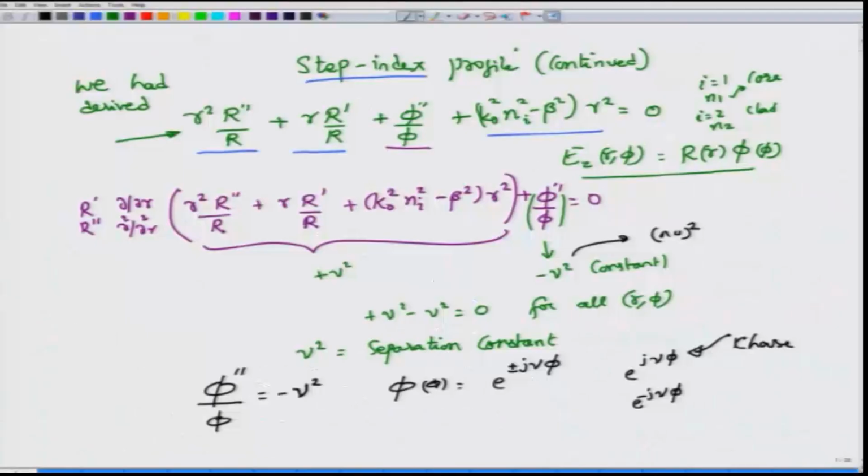For now I had the option of choosing e power plus or minus j nu phi. I chose e power j nu phi as my solution. As I told you, I could equally well have chosen e power minus j nu phi. Of course, you also realize that the solutions could be cosine nu phi and sine nu phi, or in general with some additional phase zeta. These are the generalized solutions, but I will not want to go to the cosine and sine form of the solutions because there are a little bit of problems with that. Dealing with exponentials is much easier. So, I have chosen e to the power j nu phi as the solution. So, that was about phi.